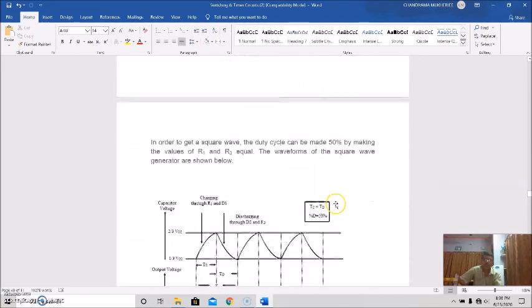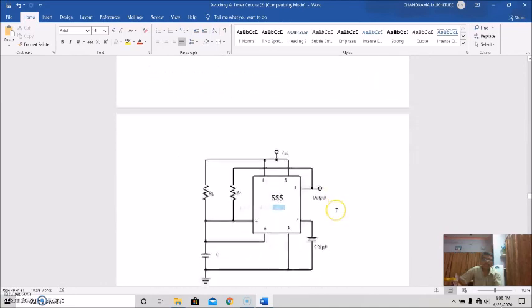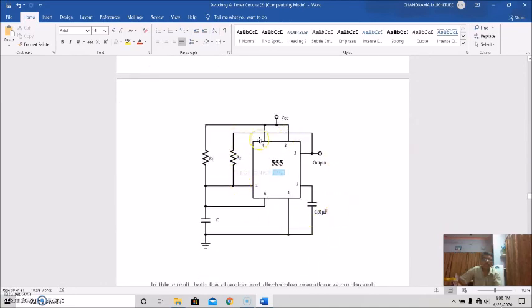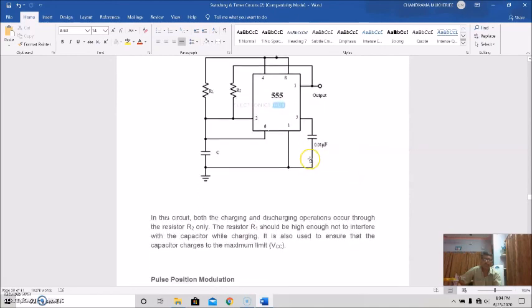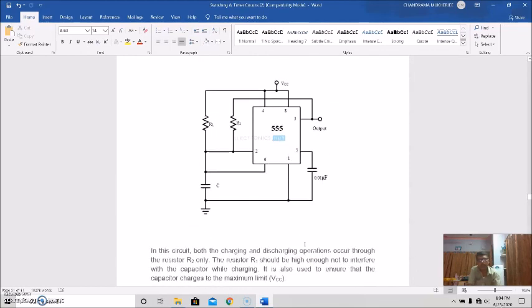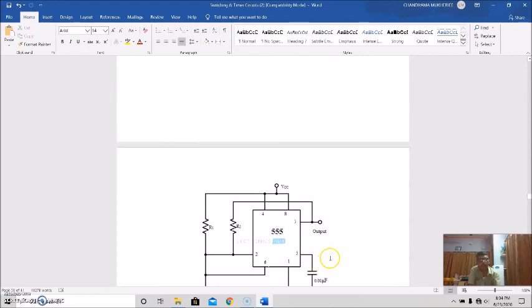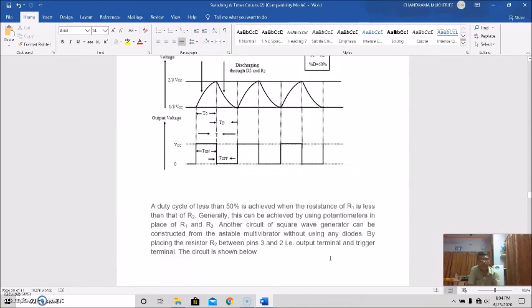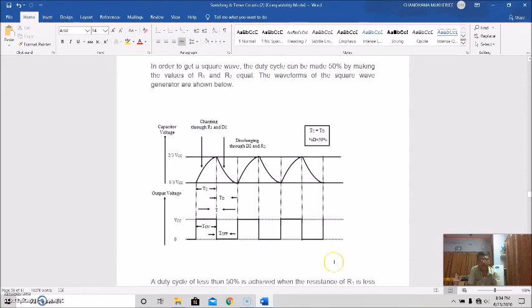And another circuit can be formed by connecting R2 between pins 2 and 3. R1 should be high enough not to interfere with the capacitor while charging. It is also used to ensure that the capacitor charges to the maximum limit VCC. So this is the most important application of the astable multivibrator as a square wave generator.